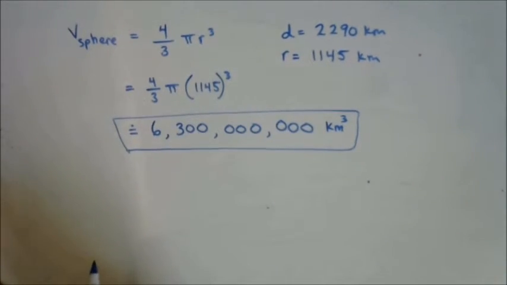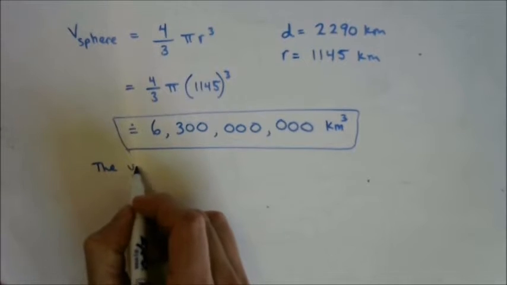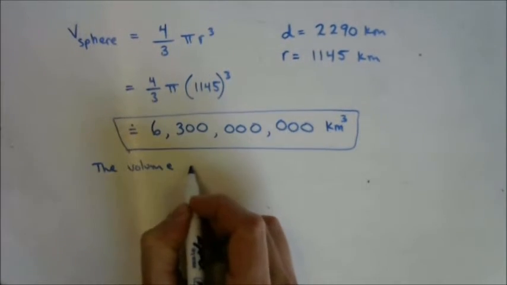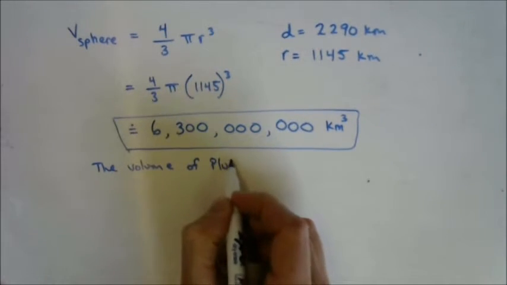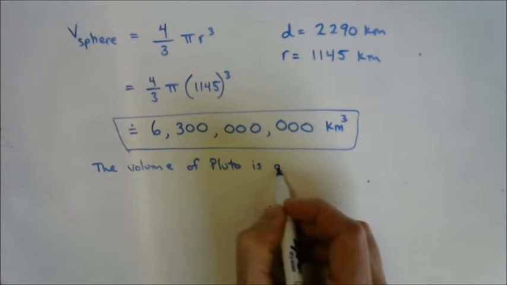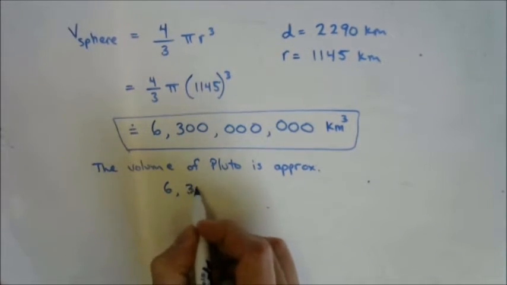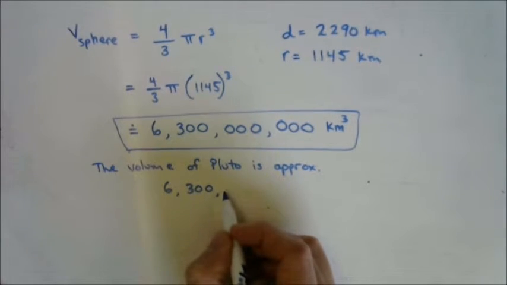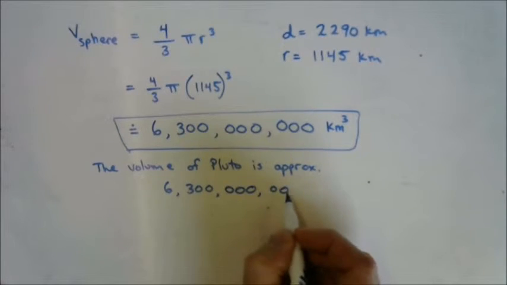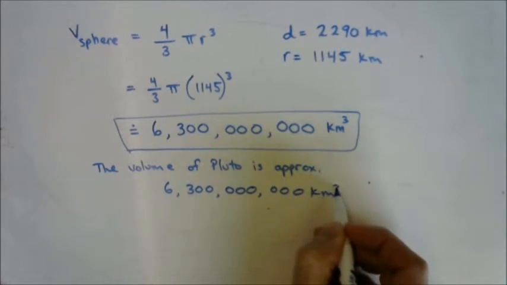Pluto is so big. The volume of Pluto is approximately this big number, 63,300,000,000 kilometers cubed. All right, we've got to crush this out, folks, so we're going to go for it.